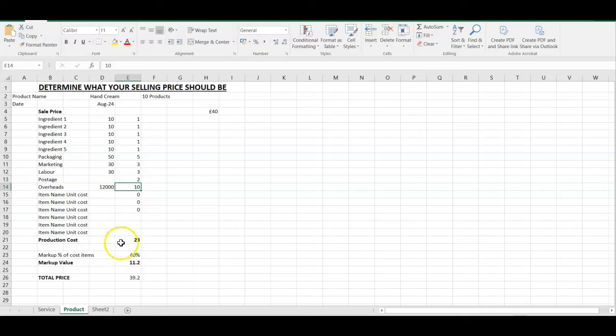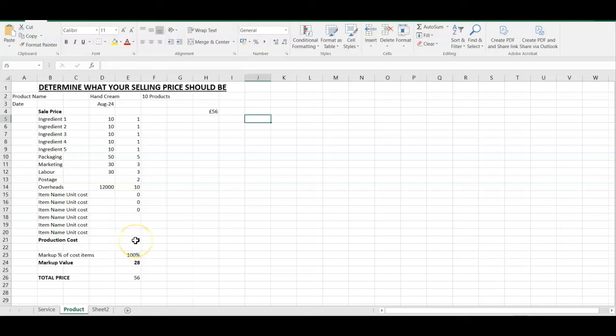So if I sell that product at £28, I'm not really making any money. Or the only money I'm making is maybe I'm paying for labor. So I only make £30 for each of the 10 products that I sell. Okay? So that's not going to do anything. But I need to add a markup. So let's say I add 100% markup, which is not wrong. Then each of my hand creams should be selling for £56. That's what I should be selling it for to be in profit.